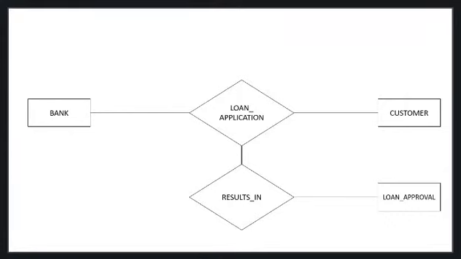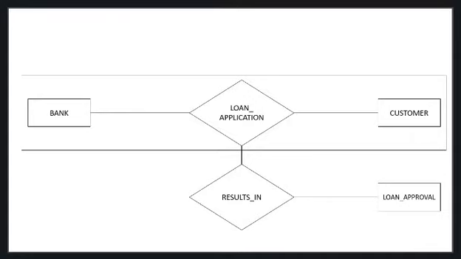So the alternate solution is to combine entity types bank, customer, and relationship type loan application into a higher level aggregation class and relate this class to an entity type loan approval, as you can see in this ER diagram. However, the ER model does not allow this type of representation. But it is important to note that there are some semantic models that do allow this type of representation.